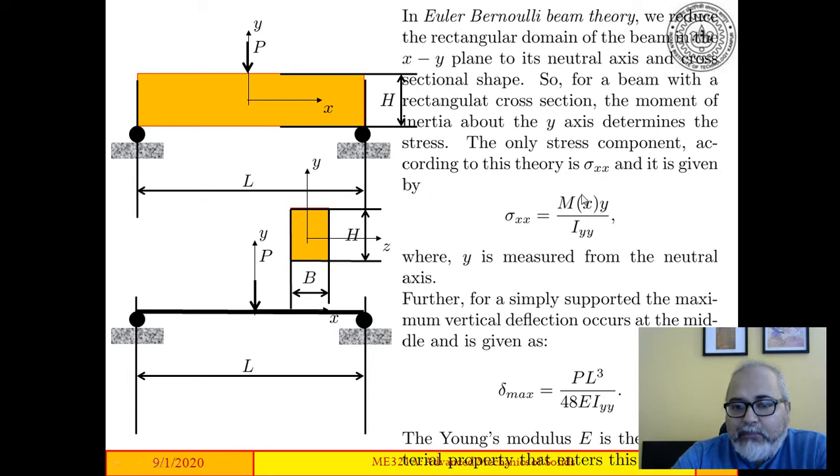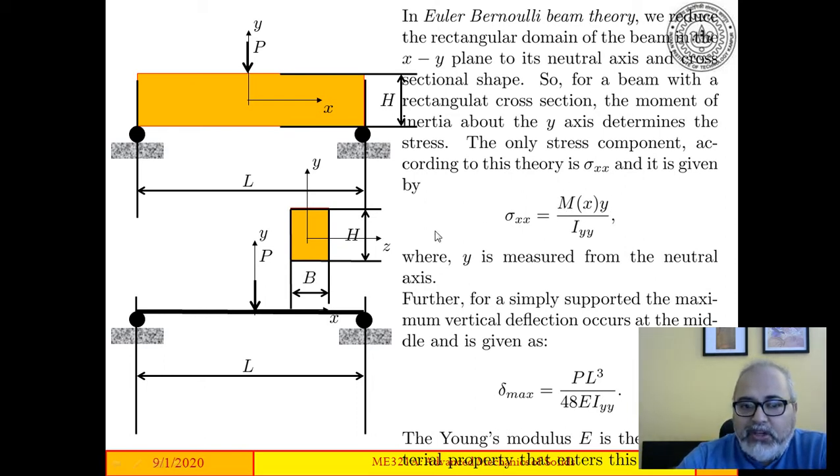So this M is the moment that is applied at any cross section, the bending moment at any cross section located at x. y is the distance from the neutral axis, and Iyy is the moment of inertia of the cross-sectional area about this plane, this axis. Okay, so all these things I can calculate from this picture. I can calculate the moment at any x from this picture. So the moment, you draw the bending moment diagram, which would be like a triangle, and you can find the moment at any cross section x.